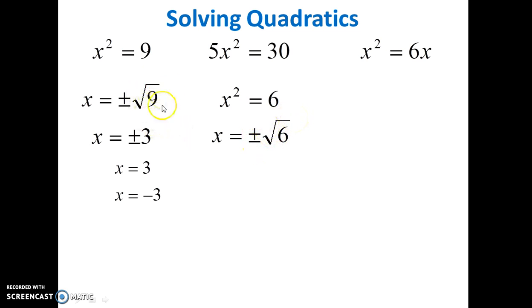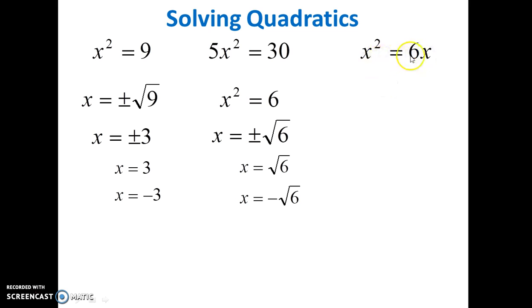In the first case, this was a perfect square, so we could take the square root of 9 and get 3. Here, 6 is not a perfect square. You could get a decimal answer by using your calculator, and it would be 2 point something, but we can also leave it like this. Since we have the plus or minus, let's write both our answers. x equals the positive root of 6 or x equals the negative root of 6.